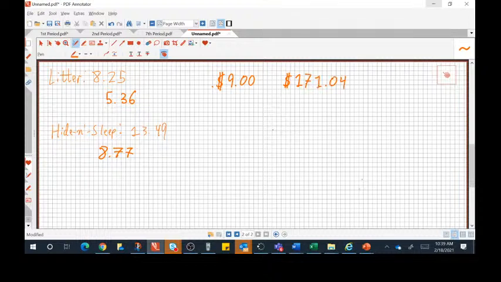$171.04 is actually how much they're selling it for. So in order to find the original whole amount, we have to subtract the 9 from it, right? Actually the whole here is the 9. That's how we described it, because they bought it for $9 wholesale.